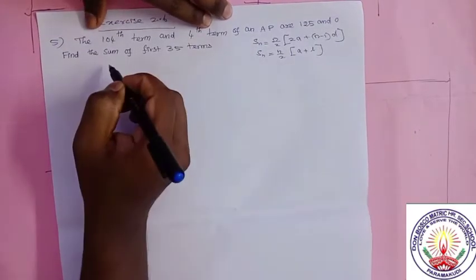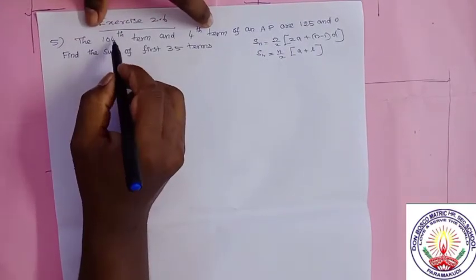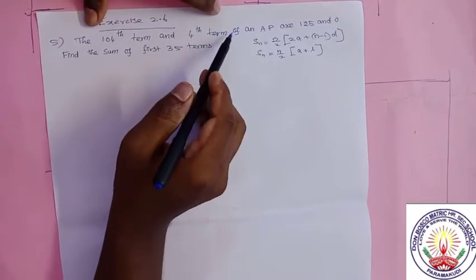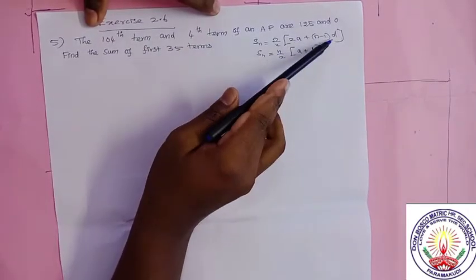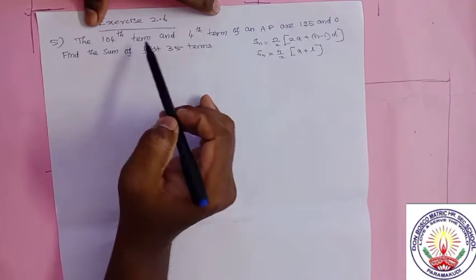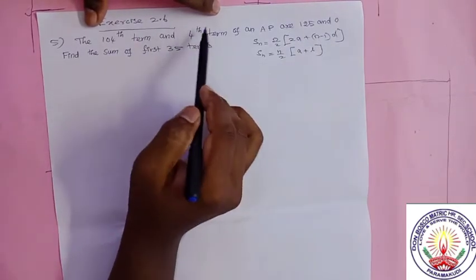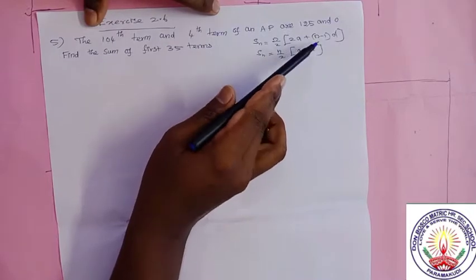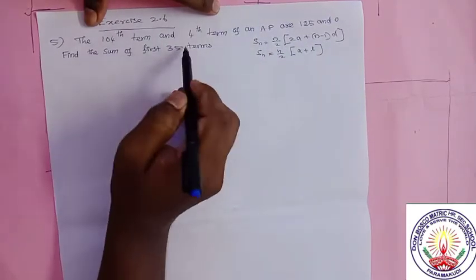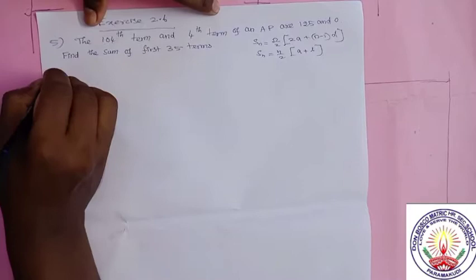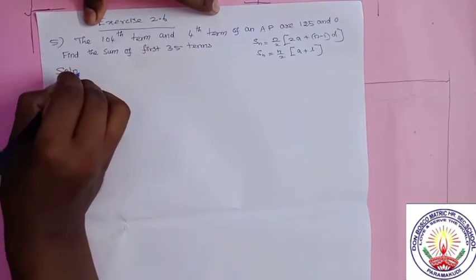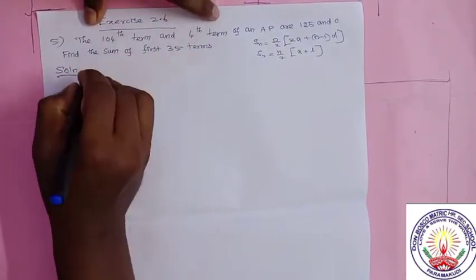So in this question, what is given? The 104th term and 4th term. But we need the value of first term and common difference. From this we have to find what A is and what D is, so that we can find the sum of first 35 terms. So let us solve this question by taking the given things.